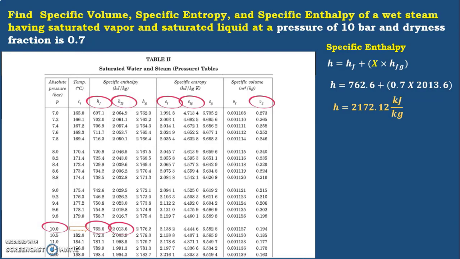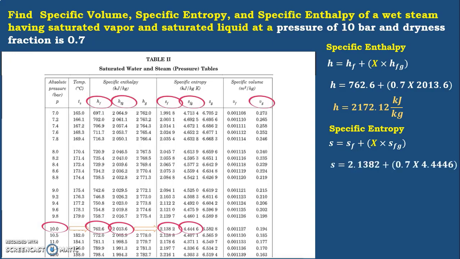Now, specific entropy of a wet steam at a pressure of 10 bar and dryness fraction 0.7 is s is equal to, again, sf, entropy of a saturated liquid plus 70% of phase change from liquid to gas. Substitute: 2.1382 plus 0.7 into 4.446. Entropy is equal to 5.25 kilojoule per kg Kelvin.